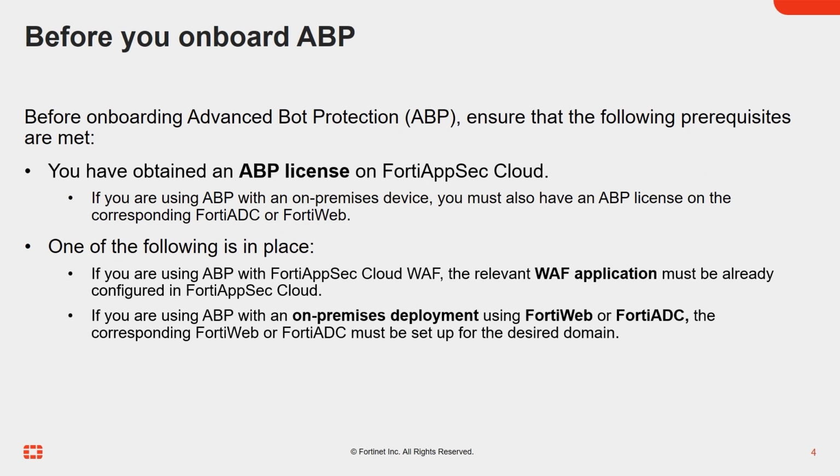Before onboarding Advanced Bot Protection ABP, ensure that the following prerequisites are met. You have obtained an ABP license on FortiAppSec Cloud, and if you are using ABP with an on-premises device, you must also have an ABP license on the corresponding FortiADC or FortiWeb. One of the following is in place. If you are using ABP with FortiAppSec Cloud WAF, the relevant WAF application must be already configured in FortiAppSec Cloud. Or if you are using ABP with an on-premises deployment using FortiWeb or FortiADC, the corresponding FortiWeb or FortiADC must be set up for the desired domain.